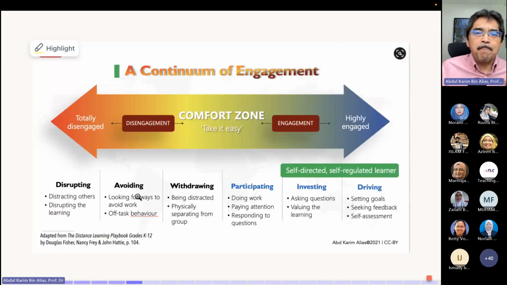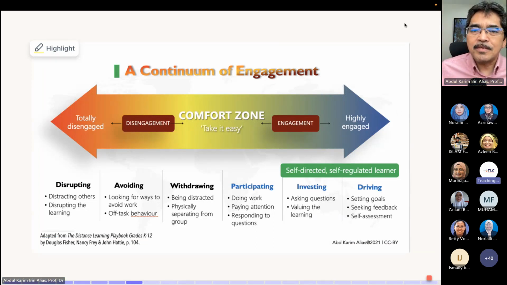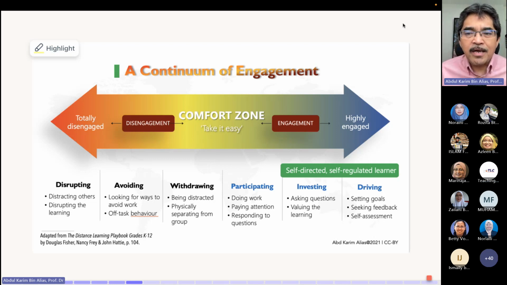Prof, so that means self-directed learning comes first. Then the next level is self-regulated learning, is it? I would say so, ultimately, but some people have different views. There are two schools of thought too. But for me, to make it simple, self-regulated is the highest level where the person is highly motivated, enthusiastic, proactive.